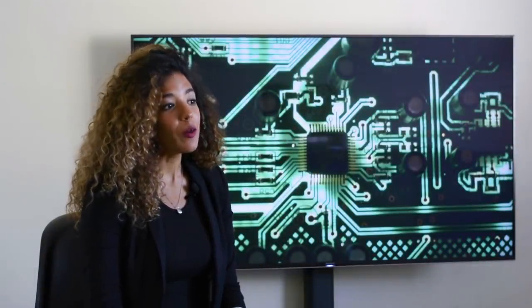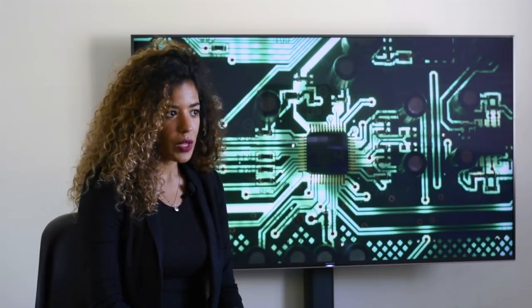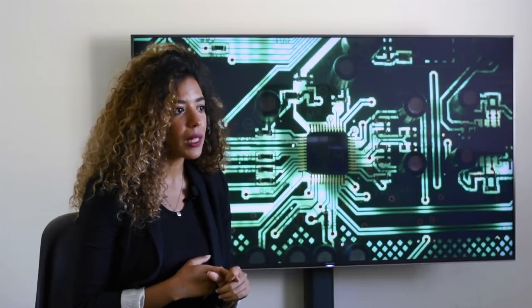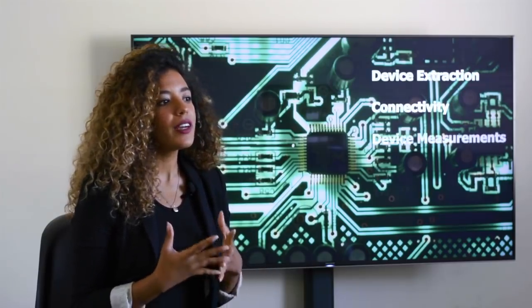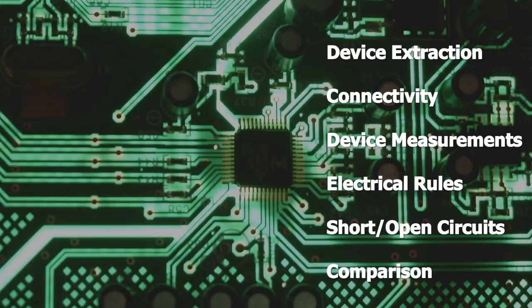LVS, or layout versus schematic, is an essential part of the circuit verification flow. The operations performed include extracting devices from the layout, determining device and net connectivity, performing checks like electrical path check, floating node checking, short and open net detection, device measurements, and finally, comparing layout to the schematic to ensure that the logical circuit representation matches the physical implementation.